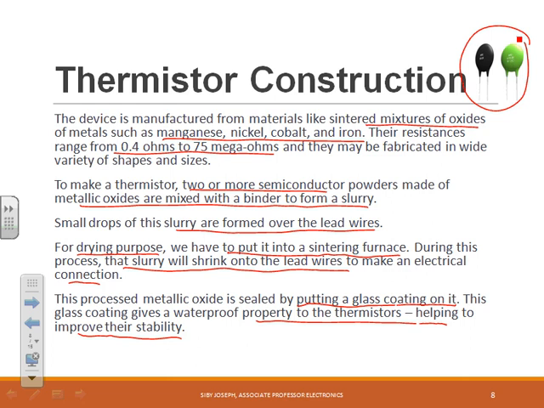So this is the constructional detail of the thermistor. We use one or more mixtures of the material, and it will be bound and form a slurry, and this slurry is dropped onto the leads of the wires. These are two leads. And it will be put in the furnace to melt properly and make an electrical connection to the lead wire. Then this material will be wrapped or put in a glass coating, so that it will be waterproof and have improved stability. So this is the construction of a thermistor.